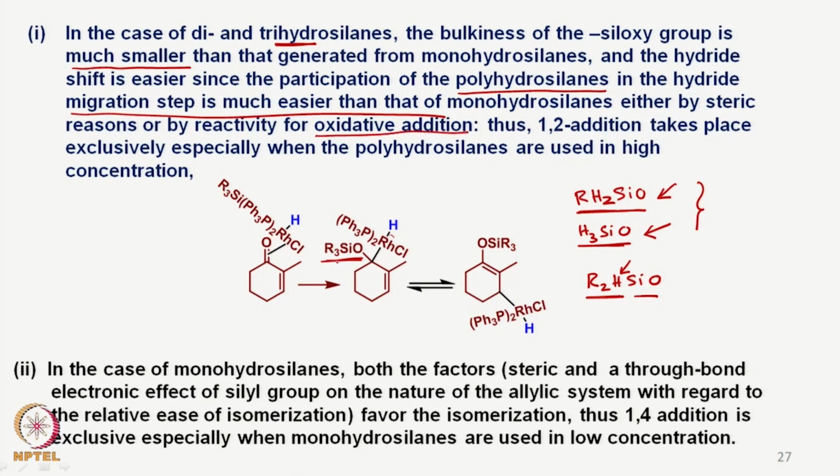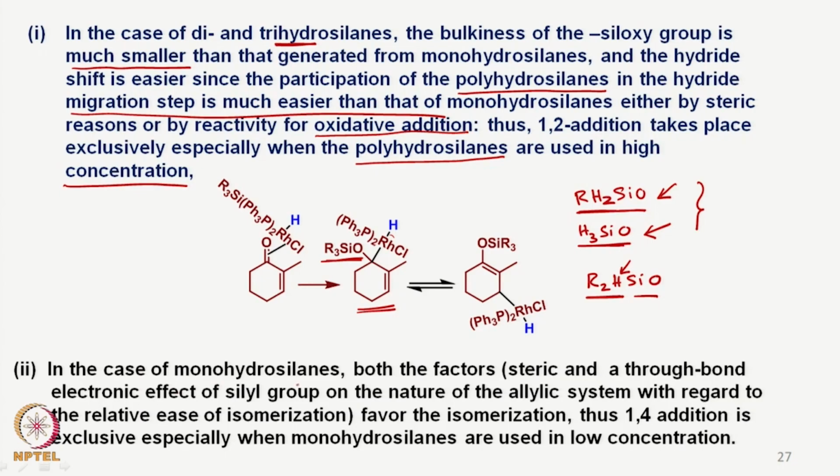So, in such cases where the bulkiness is reduced, we get the hydrogen transfer because there is not much steric hindrance, and therefore this is relatively stable and immediately hydrogen is transferred. Now 1,2 addition takes place exclusively, especially when the polyhydrosilanes are used in high concentration. So, you allow this where the R3 groups are more of hydrogens, and therefore this is relatively stable, there is not much steric hindrance and it goes.